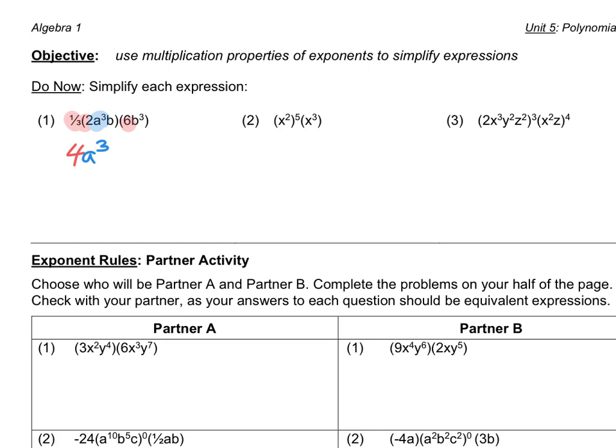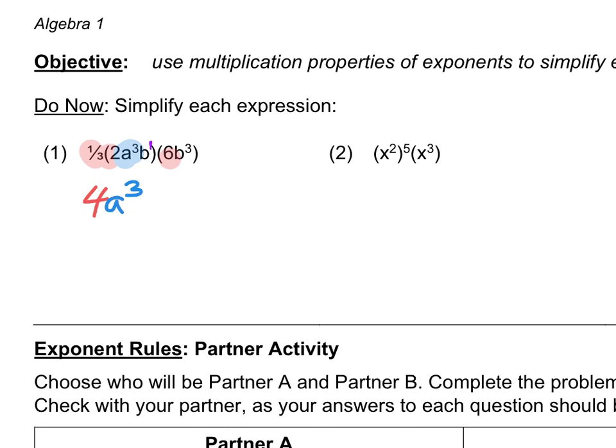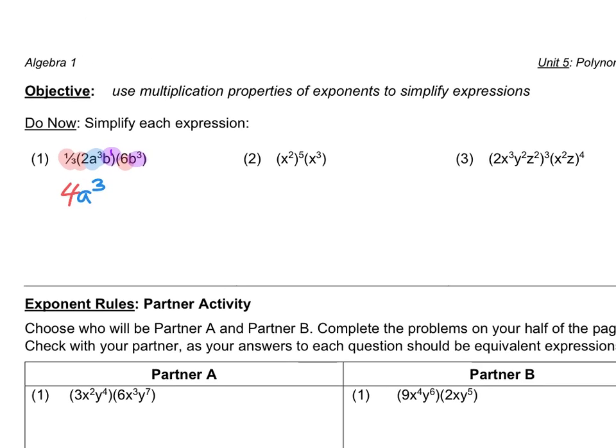Now for the b, we have an understood b to the first power there. So b to the first and b to the third combine together to give us what? B to the fourth.